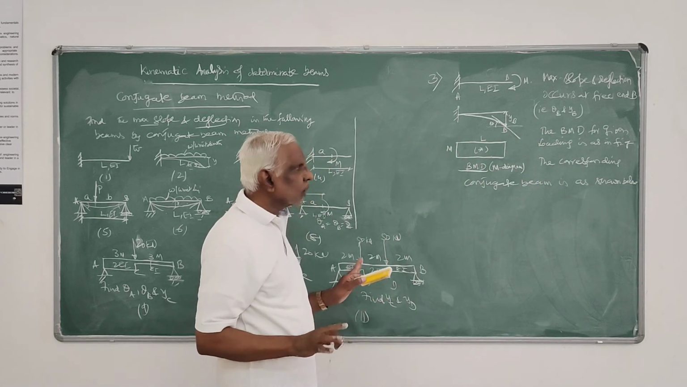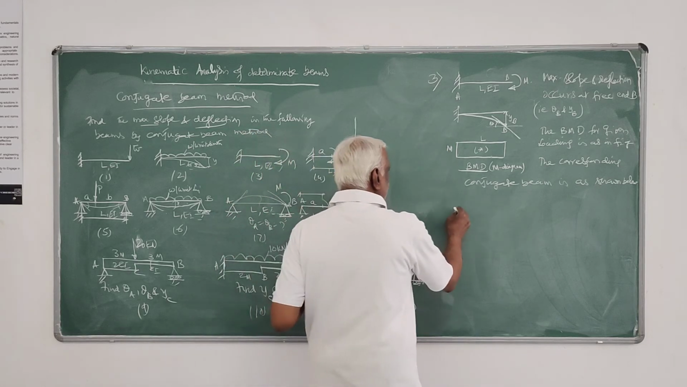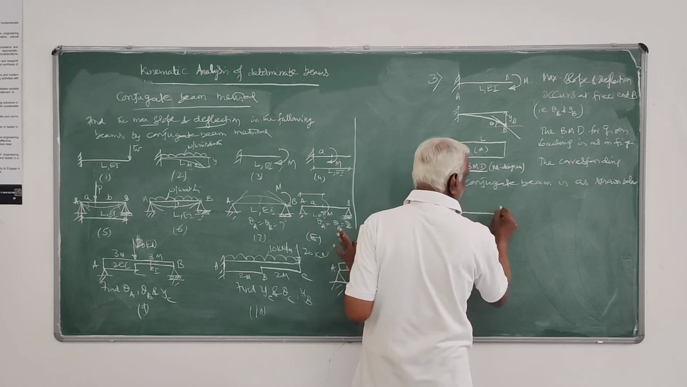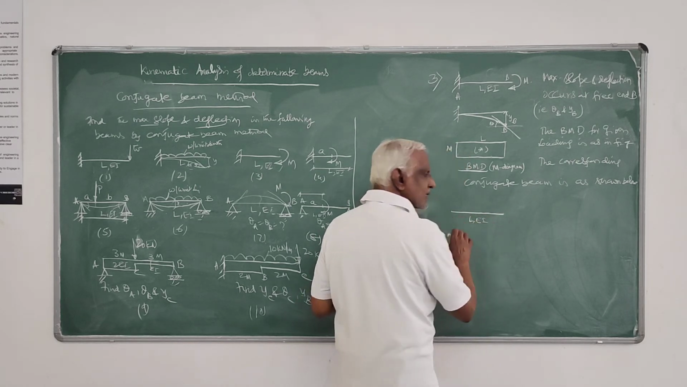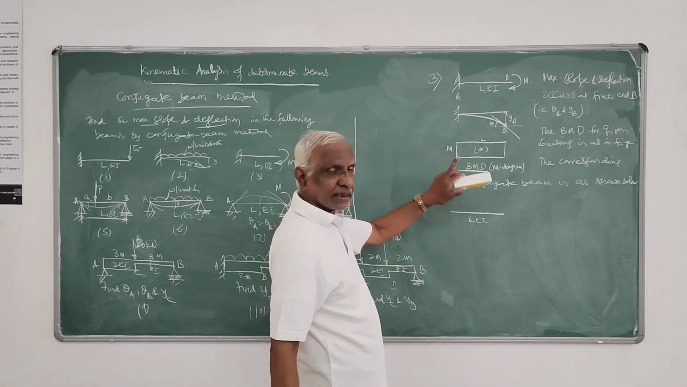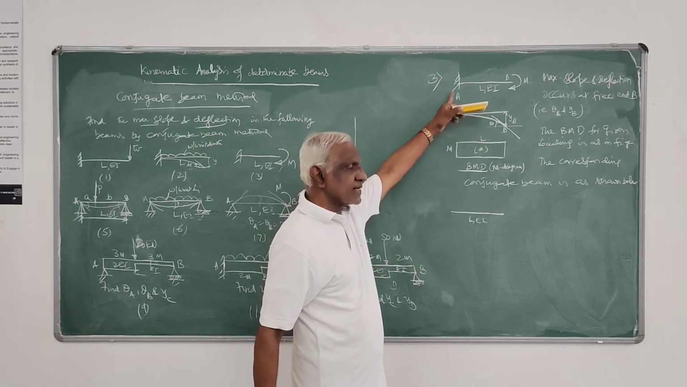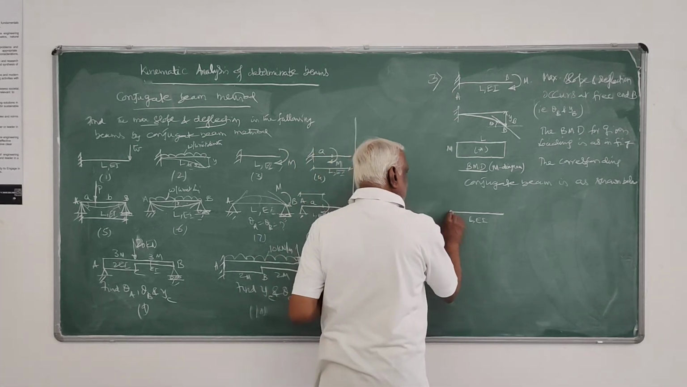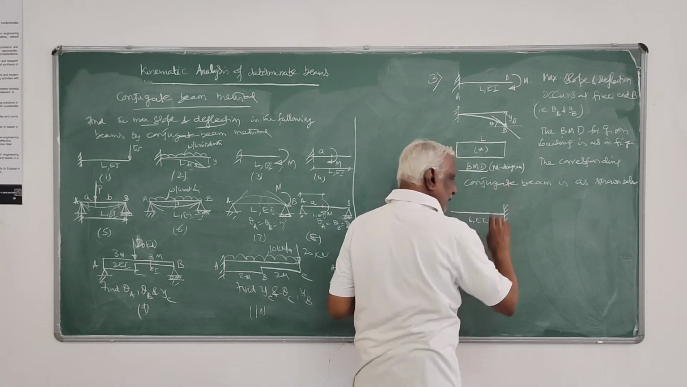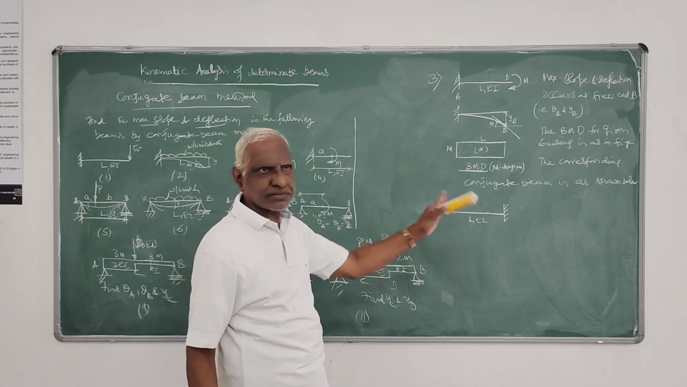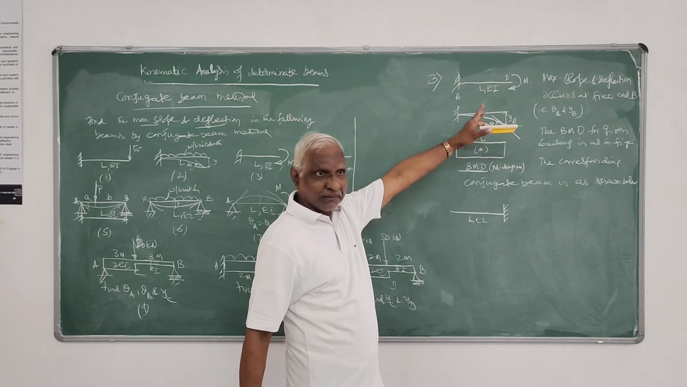By definition, I told you the conjugate beam is similar to the real beam in geometry. That means the conjugate beam span should be the same and EI, the cross-section, also should be the same. The boundary conditions and loading will be different. So the fixed end in the given beam will become free, and the free end will become fixed. That satisfies the boundary conditions.